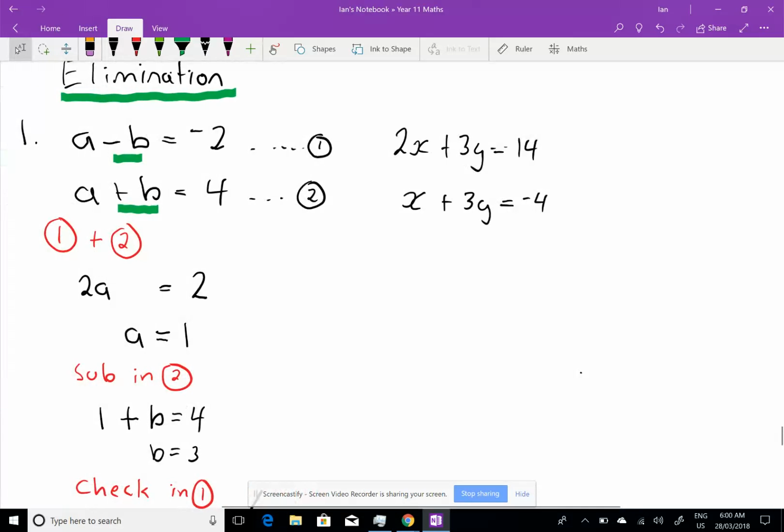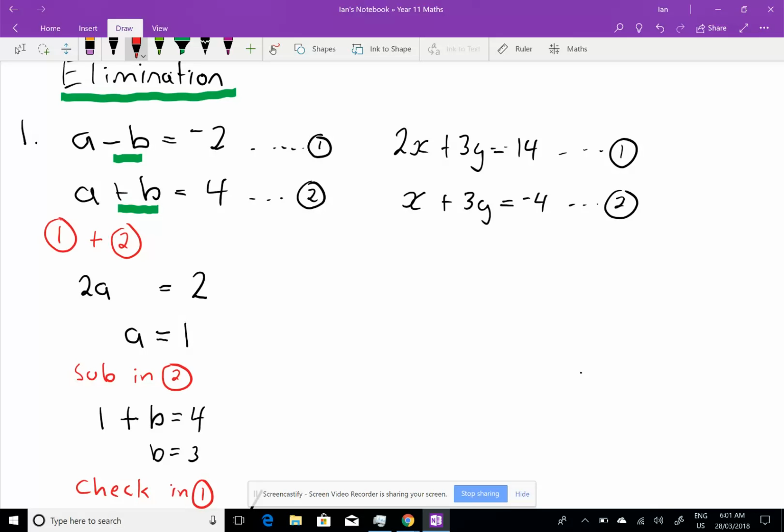They're both written the same way, so I don't have to do much with them. I'm going to call this equation number 1, and I'm going to call this equation number 2. And this time, the x's are different, so I can't eliminate them, but the y's are the same. I can eliminate them, but they're the same sign. So I can't add them, because if I add them, I'll get 6y, and I want to eliminate the y. So I'm going to subtract them.